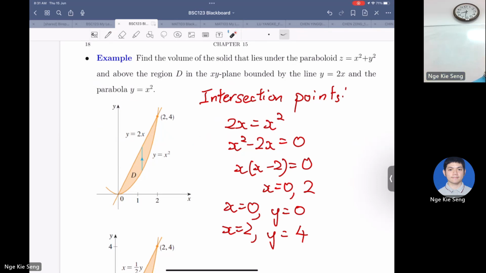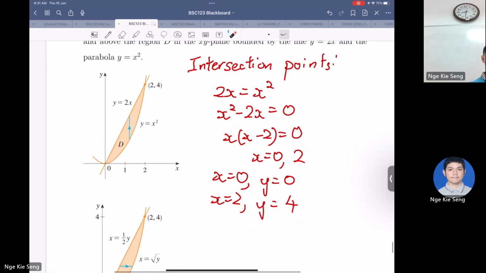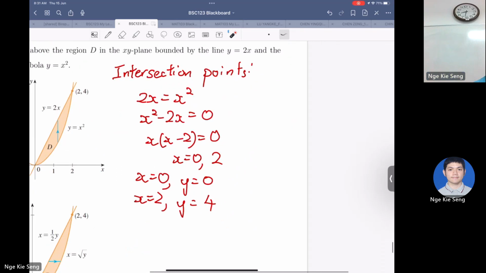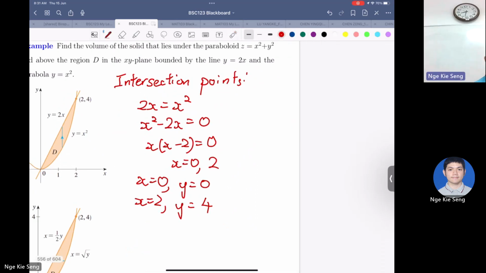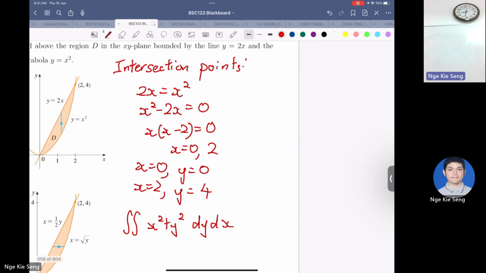Okay, so we got these two intersections here. So what's the choice? Do you want to do dy dx or dx dy? Pick one. Dy dx. Okay, let's do dy dx. This question asks about volume. So when does a double integral represent a volume? Qingrou, when does a double integral represent a volume?